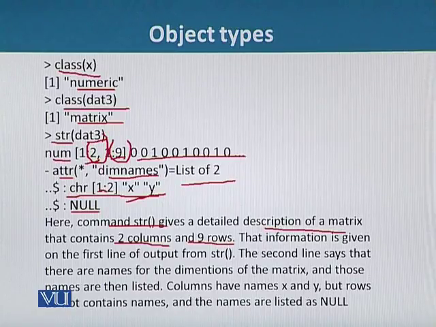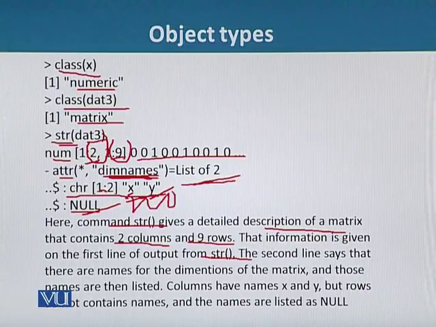That information is given on the first line of output from str. The second line says that there are names for the dimensions of the matrix. These are the names of the dimensions, and those names are then listed. The 2 names are listed. Columns have names x and y, but rows do not have names, so the names are listed as NULL. So it means that there are no row names.